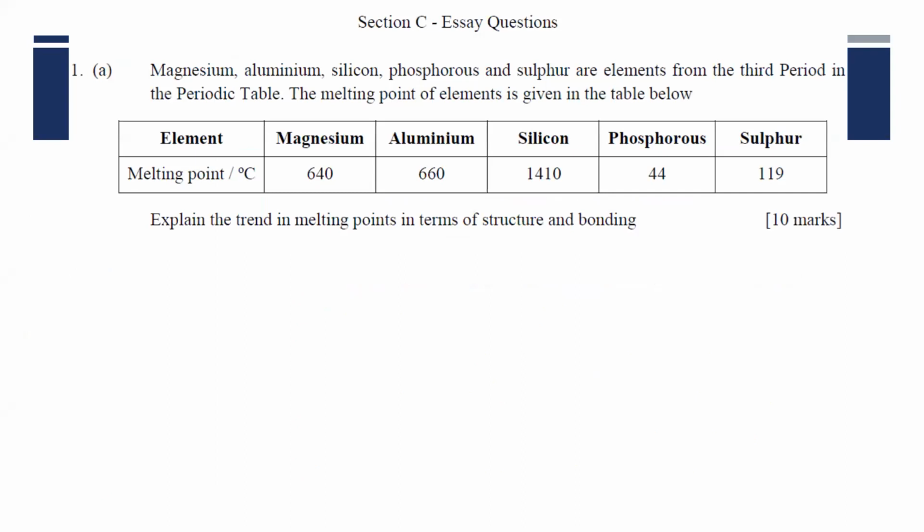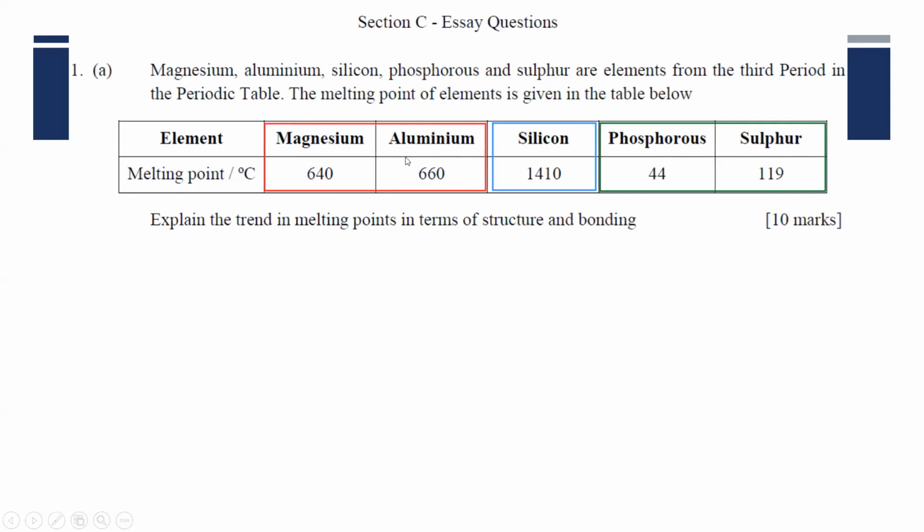So in here, you must know by yourself what are the structures that occupy inside these elements. So magnesium, aluminium are held by metallic bond, while silicon is held by giant covalent structure, while phosphorus and sulfur are simple covalent molecules held by weak van der Waals forces. Okay, so you must have the way of how to explain them.